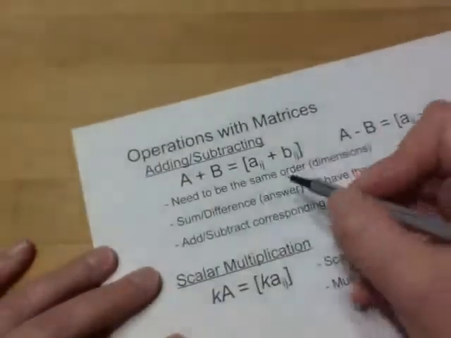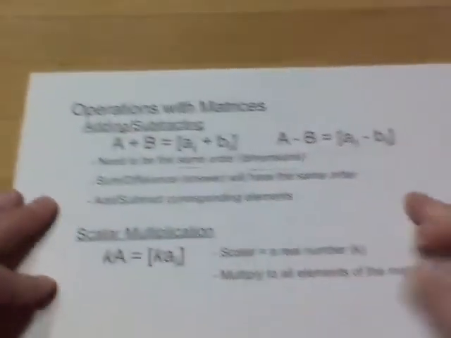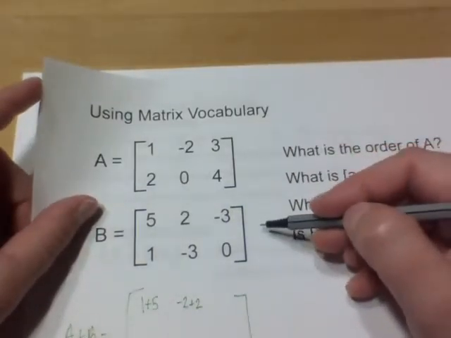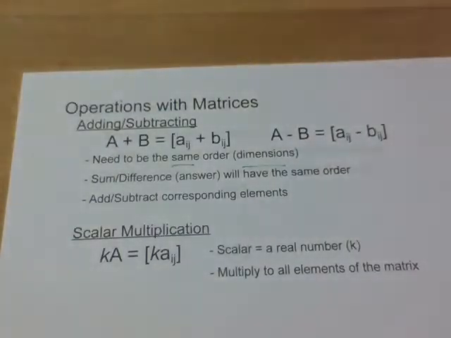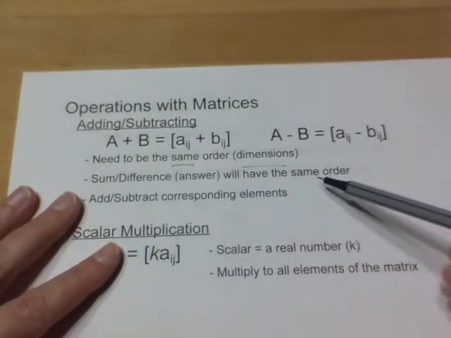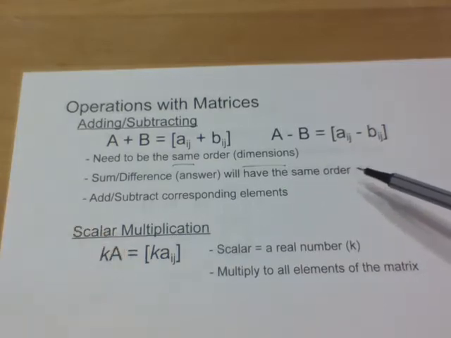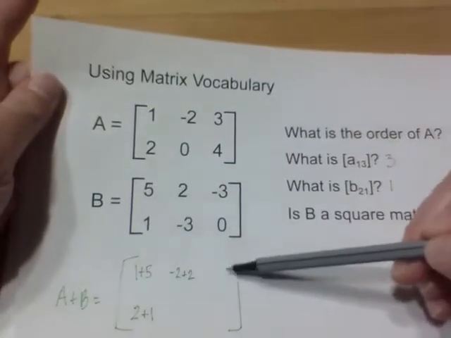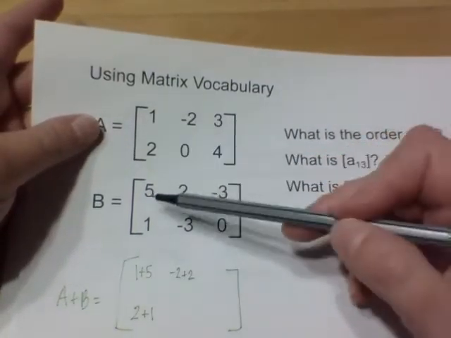So in order to do A plus B, again, you need the same dimensions. If you don't have the same dimensions, then all of a sudden you are taking some sort of like 5 that's over here and adding it to nothing. So you need to have all of the same dimensions. The sum or difference answer will have the same order. So again, as we looked at it, it's not like the sum of these two gets moved over here or something like that. It just goes in that same spot.